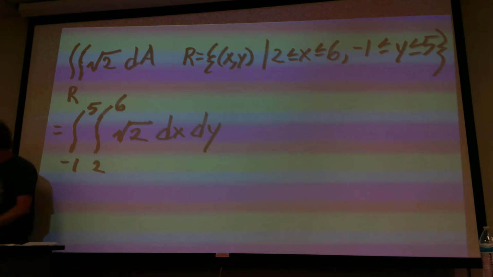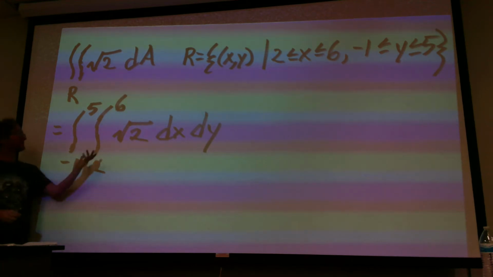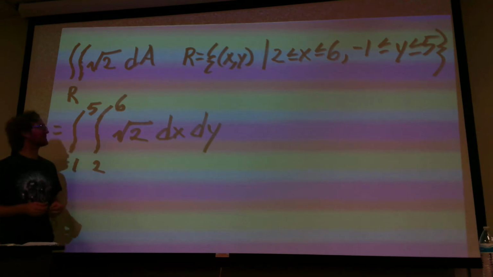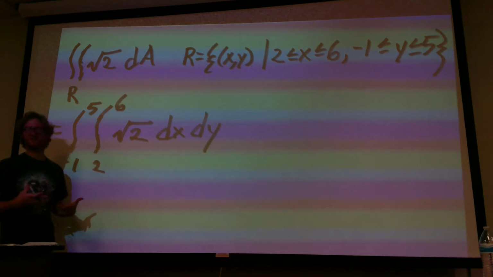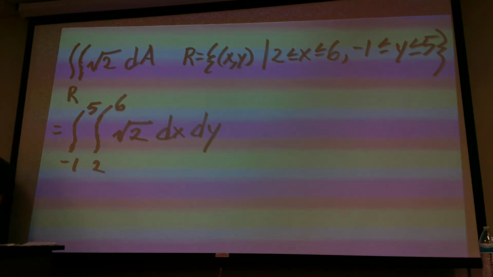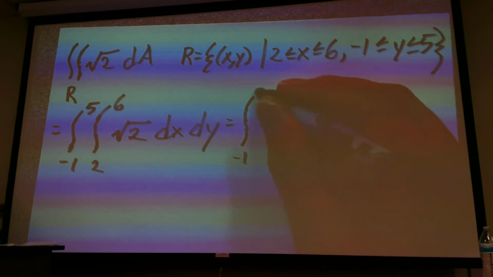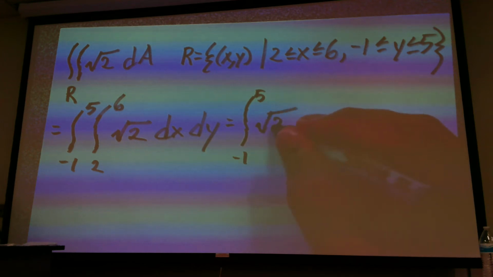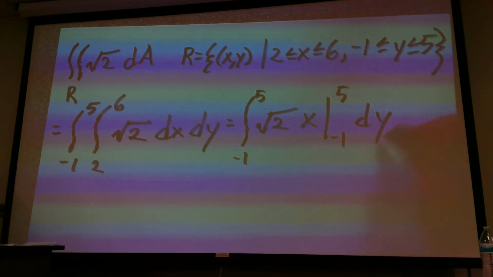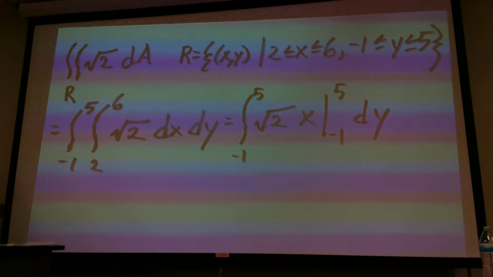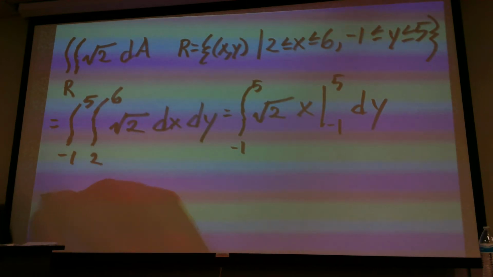Right? So the first thing to do is, this is a constant right here, so let's integrate it with respect to x. If we integrate a constant with respect to x, it's going to be that constant times x. So that's going to be the integral from negative 1 to 5 of the square root of 2 times x, evaluated at the x boundaries, and it's still the integral with respect to y. Okay? So this is just like in calculus 1. We're going to evaluate the integral at those 2 points. So let's leave our outer integral alone. That's the integral from negative 1 to 5.